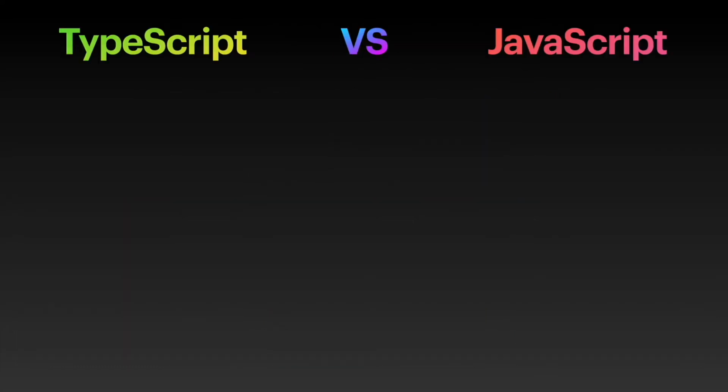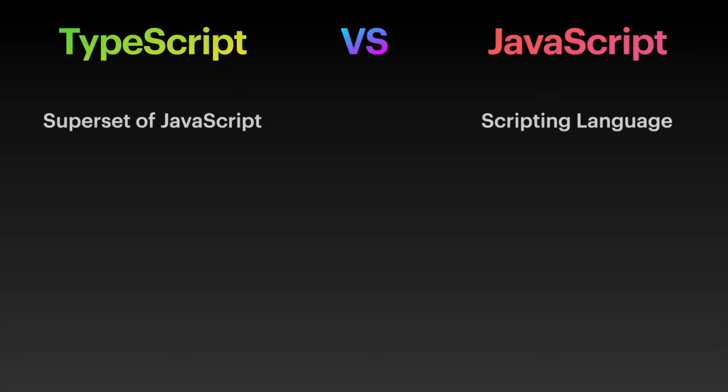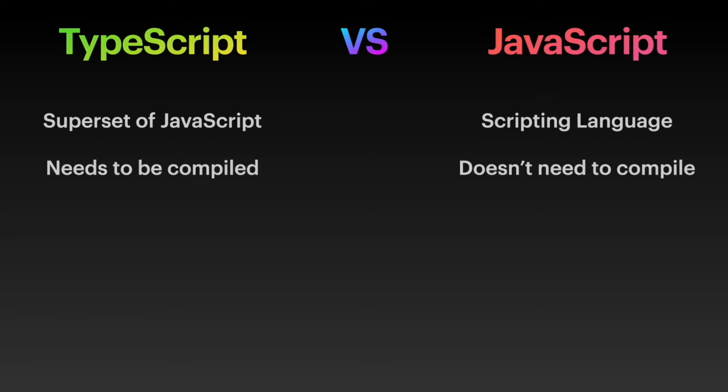Now, let's look at the key differences between TypeScript and JavaScript. So JavaScript is a scripting language, as we all know, and TypeScript, on the other hand, is a superset of JavaScript, meaning it's a layer around JavaScript with more methods. So it actually builds itself around this JavaScript language. And TypeScript needs to be compiled, meaning that anything that is written in TypeScript needs to be transformed into JavaScript using a compiler. On the other hand, JavaScript can run on its own.